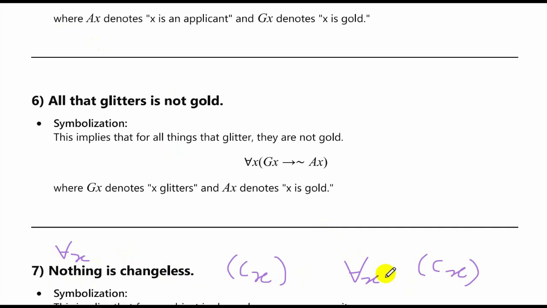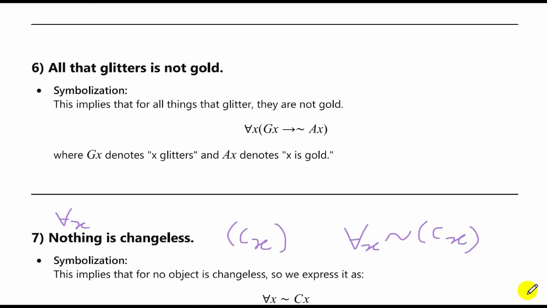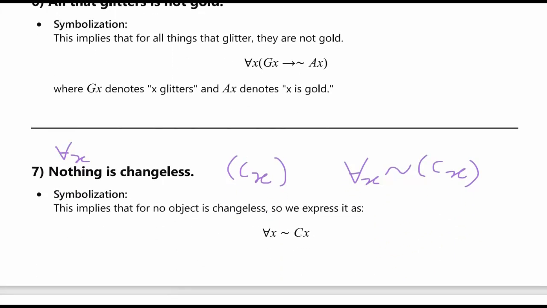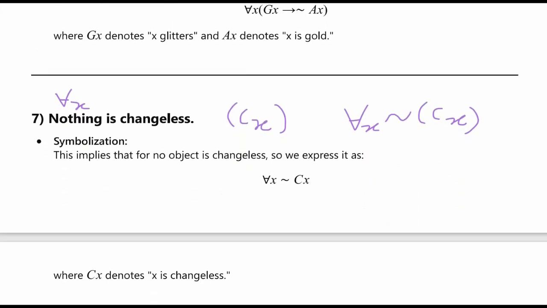So now if you read again, for all x is not changeless. Nothing is not changeless. Negating, non-changeless. Okay. We'll go on to the next one.